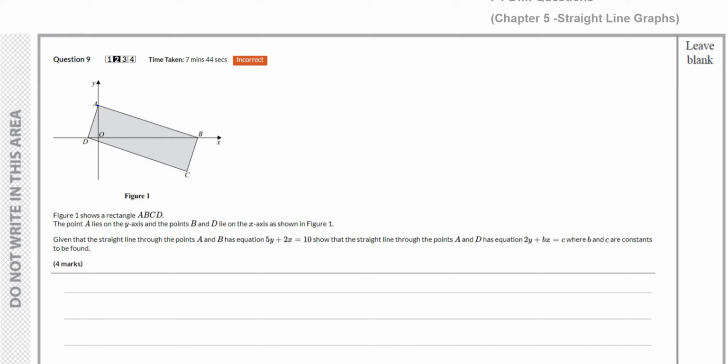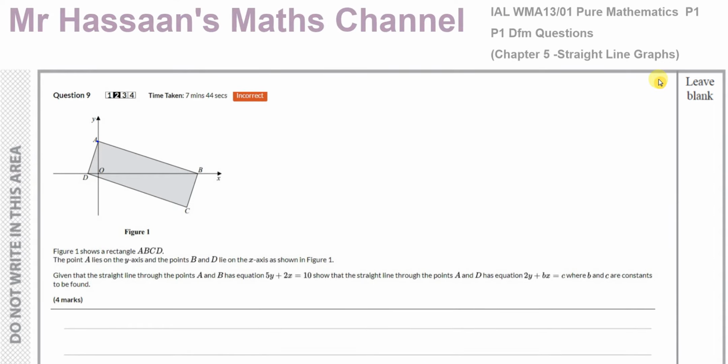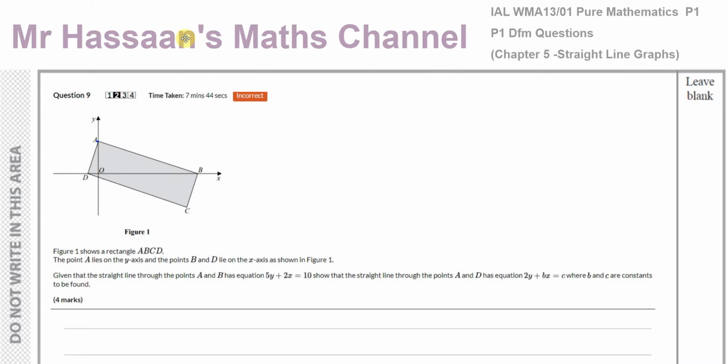Okay, welcome back. This is a question from the Dr. Frost Maths collection, the assignments that I gave to you guys for chapter 5. And this is a question which one of the students has asked me to answer for him. So I'm going to do so.